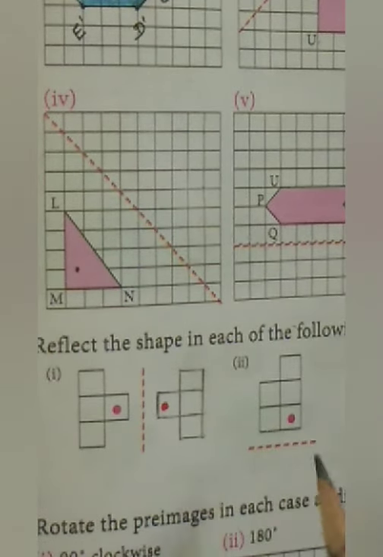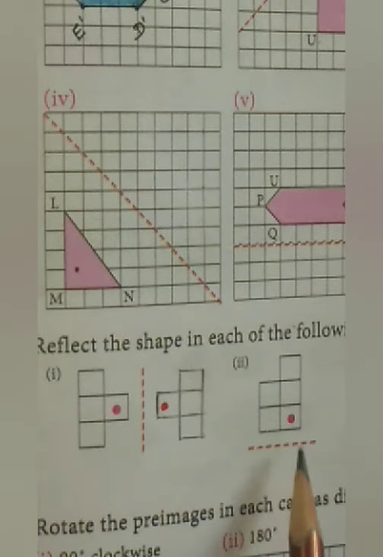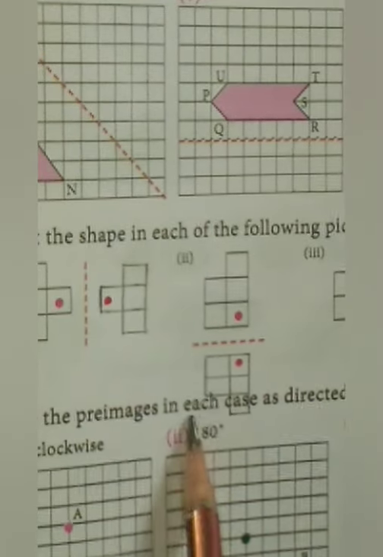Similarly, in the second subdivision, when you place a mirror here, how will this shape be seen on the mirror? Like this.